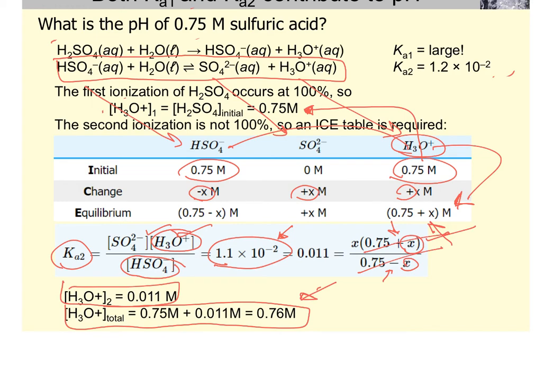See, if all we had looked at is the first ionization, we would have gotten 0.75 molar for the concentration of hydronium. By taking the second ionization into account, it went up to 0.76. So, it's probably okay to neglect it, but it depends how precise you're wanting to be.